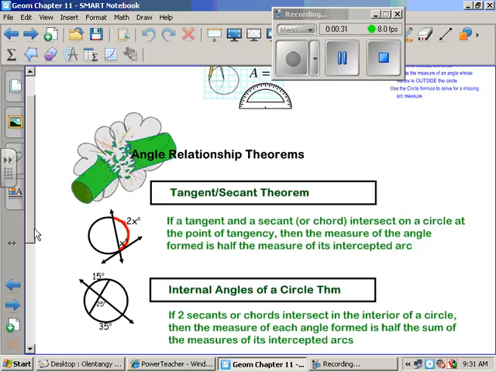Right, right. And in formal language, if a tangent and a secant or chord intersect on a circle, so that's kind of key here, the angle is on the circle at the point of tangency, then the measure of the angle formed is half the measure of its intercepted arc. So, not in that formal language, but that should have been your conjecture for activity 1. Right?